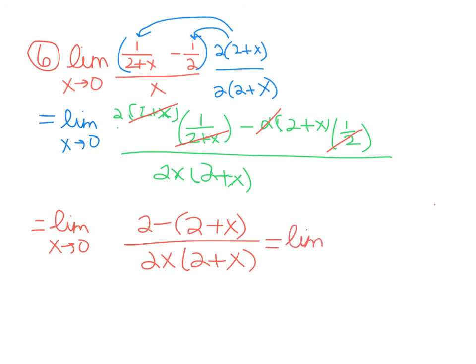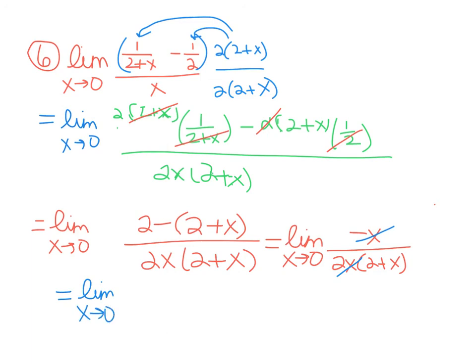So my numerator is going to just become negative x. Denominator is 2x times 2 plus x. And as with the previous problems that you had, I do have something canceling out. So I now end up getting the limit as x approaches 0 of negative 1 over 2 times 2 plus x. Now I can use direct substitution, and I end up getting negative 1/4.